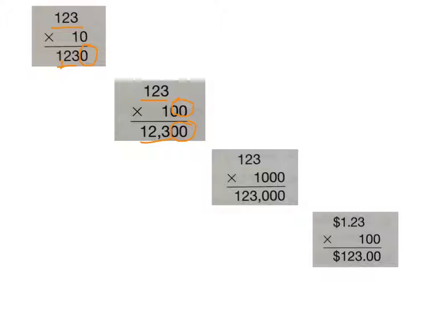If I multiply by 1,000, guess what? I have three overhanging zeros. I put three zeros down here. I still have my 123, so 123,000.